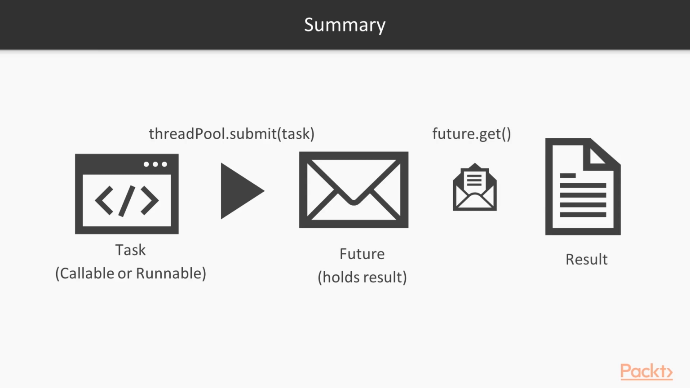If the task is complete and the result is ready, then we will get it instantly. Otherwise, we will need to wait until the result is ready and it can take a while. We can check the status of a future by calling the isDone method, which will return true if this task completed successfully and also if it was cancelled.